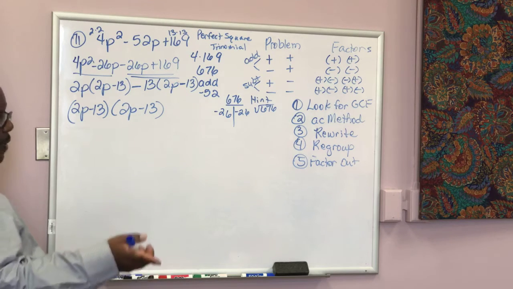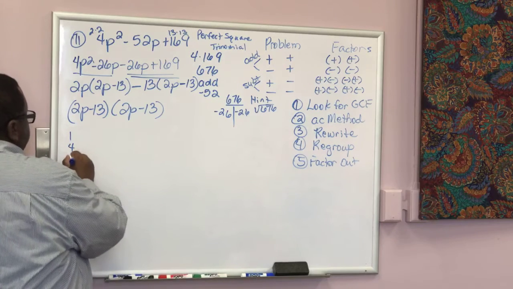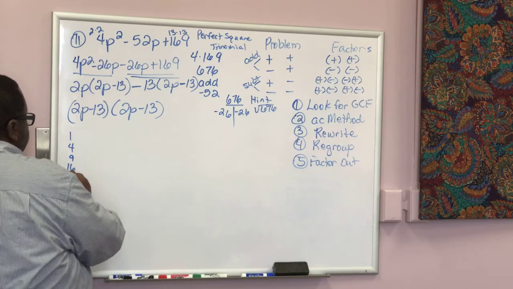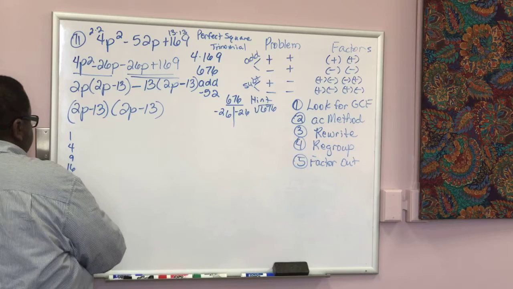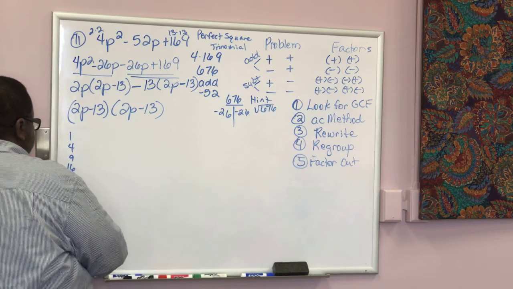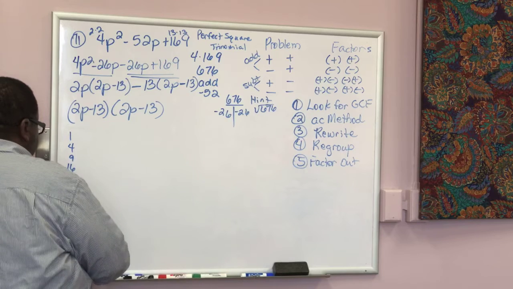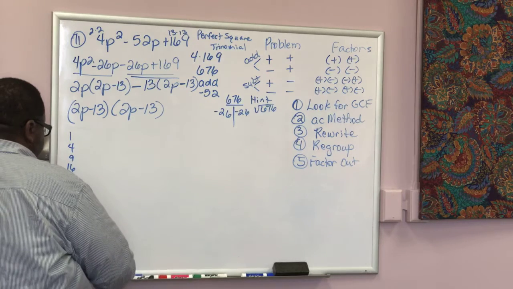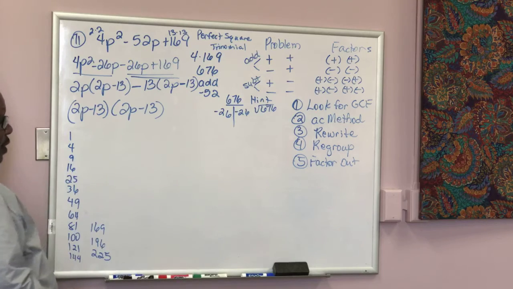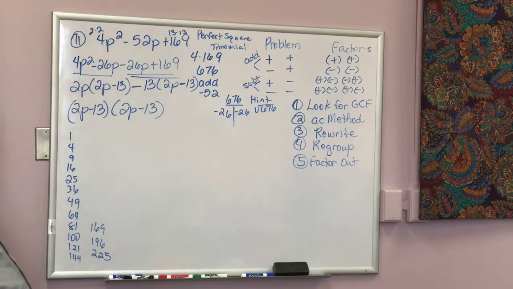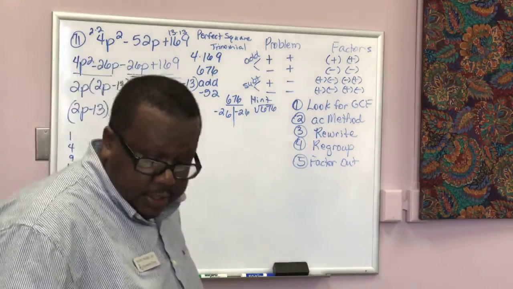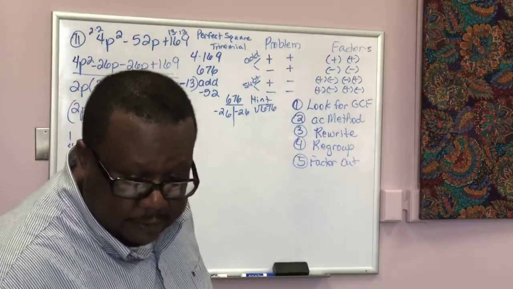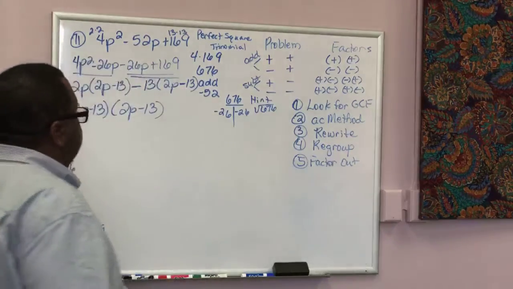All right? Because you know your perfect squares, right? 1, 4, 9, 16, 25, 36, 49, 64, 81, 100, 121, 144, 169. This is 196 and 225. Those are your perfect squares. So sometimes you get to a problem and you'll see that if it has perfect squares in it, you can solve it that way. All right?